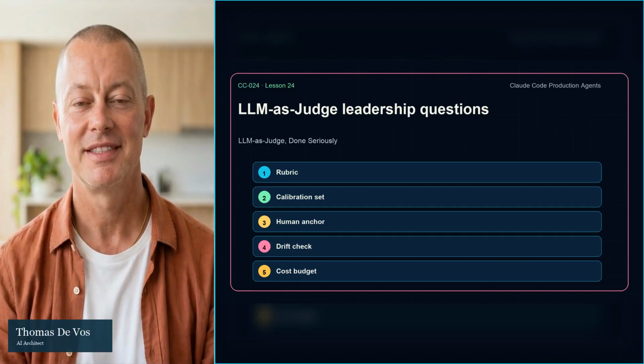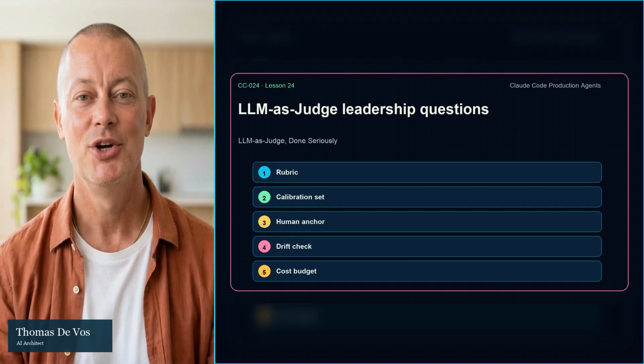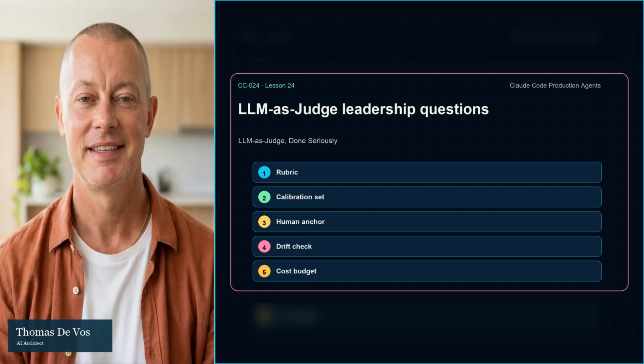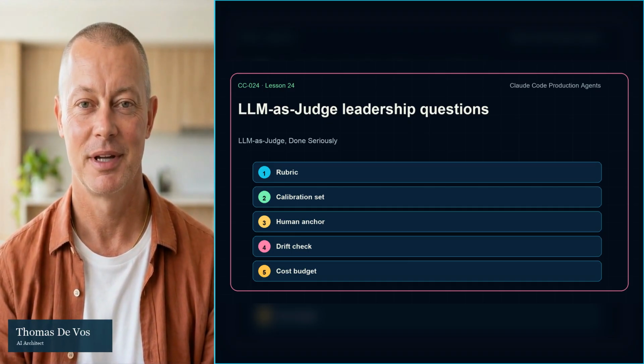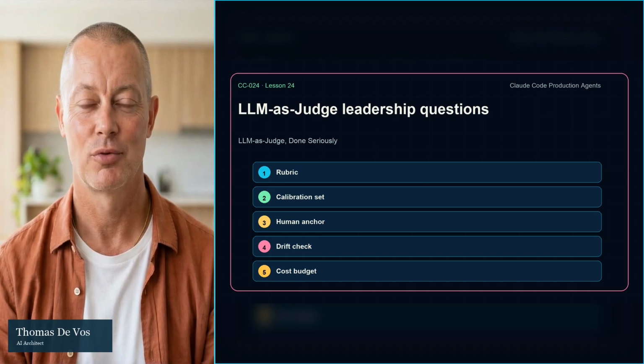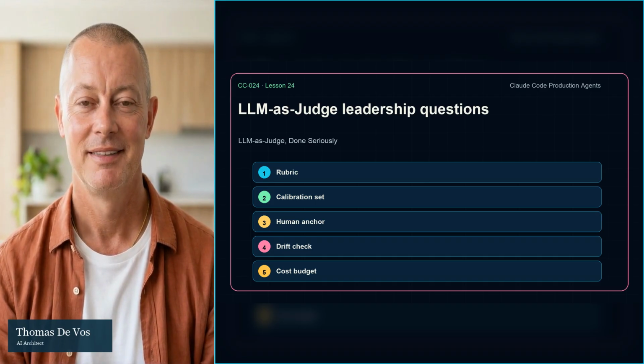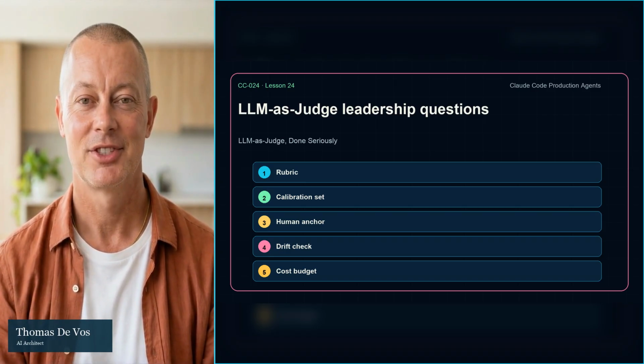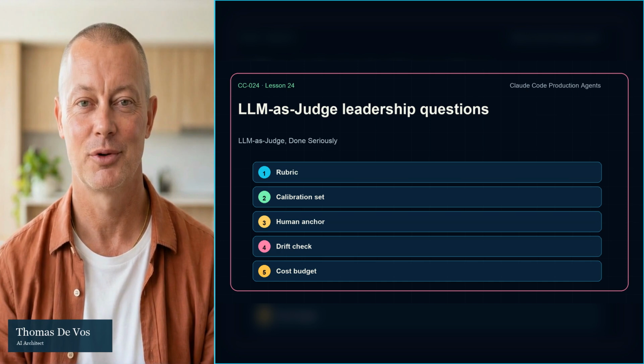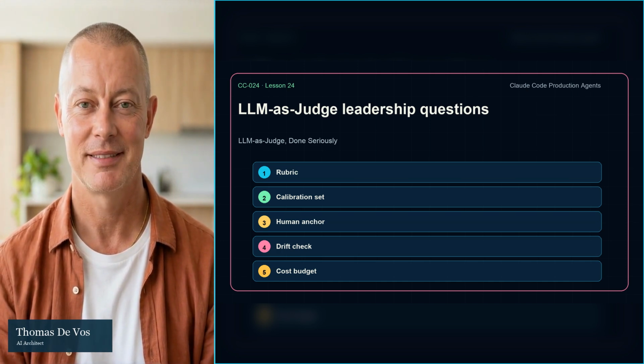Before a leader approves wider rollout, answer 3 questions in plain language. What decision will this evidence support? Who owns the signal when it disagrees with human judgment? What happens if the signal is wrong during a real incident? These questions connect LLM as Judge, done seriously, to accountability instead of turning it into another dashboard or checklist that nobody trusts when pressure rises.